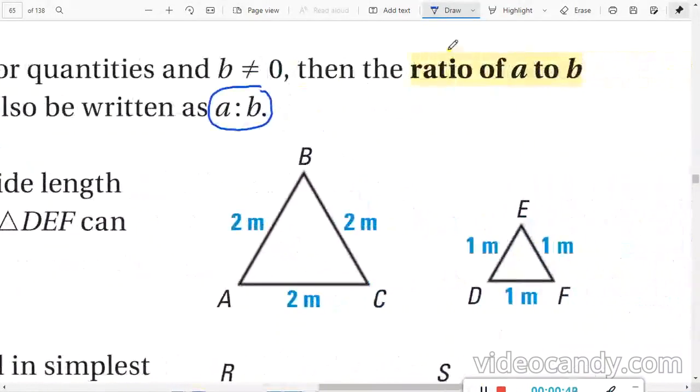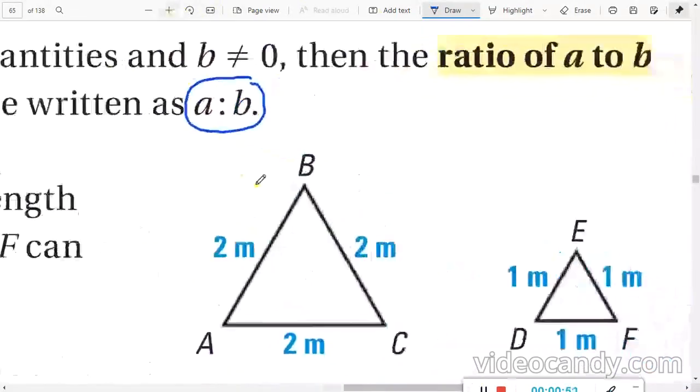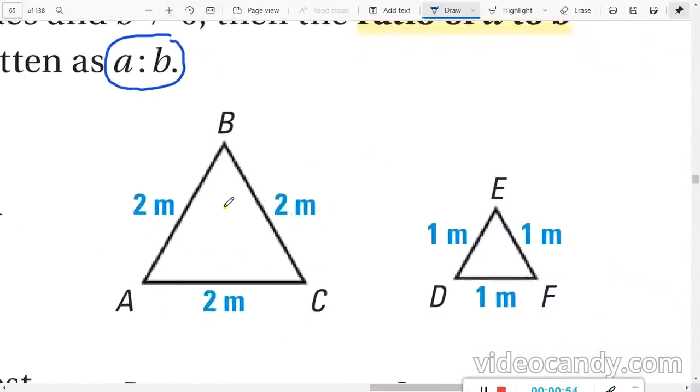Okay, so here is triangle ABC. All of the side lengths are 2 meters. Here's triangle DEF. All of the side lengths are 1 meter. So the ratio of the side lengths is just going to be 2/1.